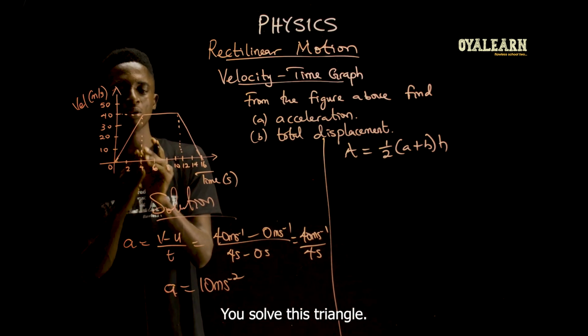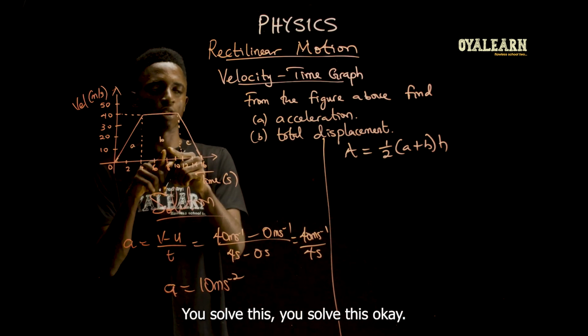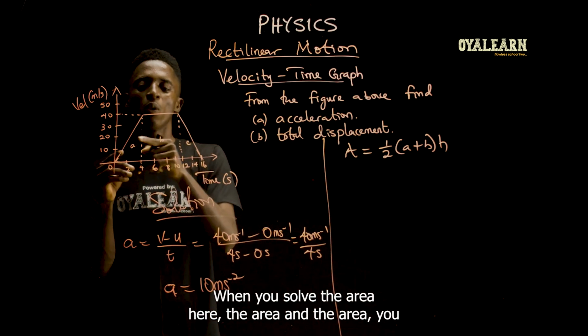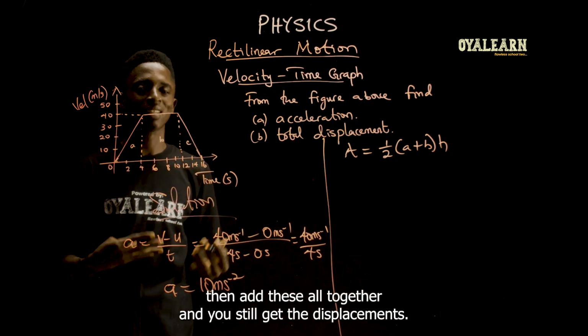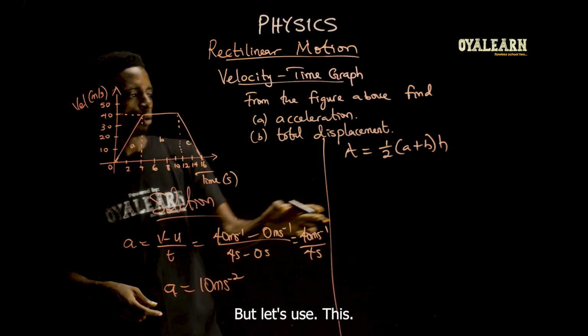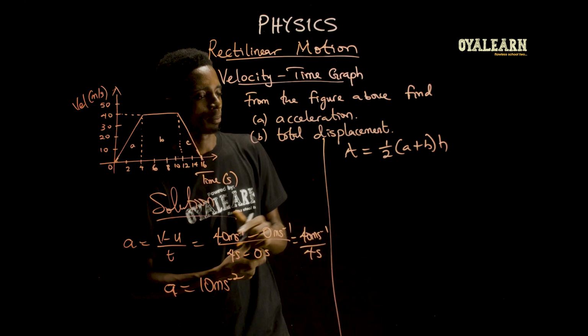You solve this triangle. Let's call this shape A, shape B, shape C. And then you solve this, you solve this, you solve this. Okay? When you solve the area here, and the area here, you then add it all together and you will still get the displacement. But let's use this and then we solve the displacement in one take.